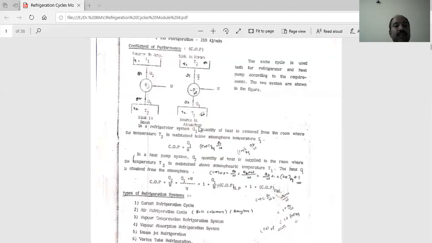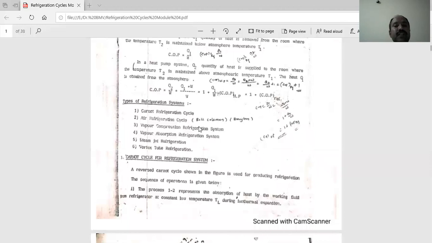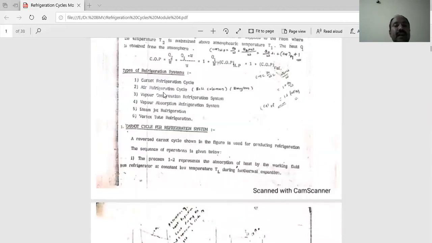Then we'll move on to the different types of refrigeration systems: the Carnot refrigeration cycle, air refrigeration cycle, vapor compression refrigeration system, vapor absorption refrigeration system, and steam jet refrigeration system. These are the five refrigeration systems in our syllabus. We have to discuss these five things only. Now first we have to discuss the Carnot refrigeration system.